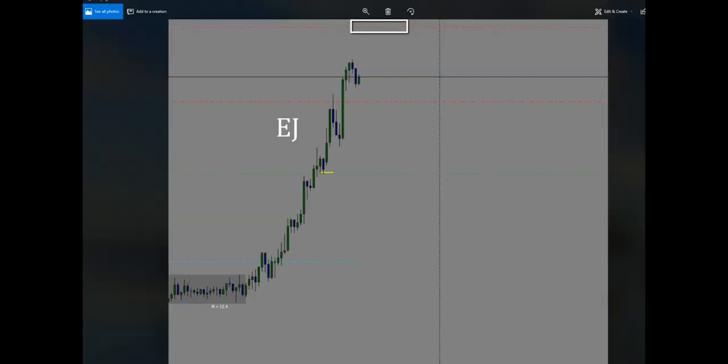This is a screenshot that I called EJ Now. The reason I was looking at it was I was targeting up here at 50. You can see my target in place. Here's my protective stop still sitting here. And I'm watching the price action.